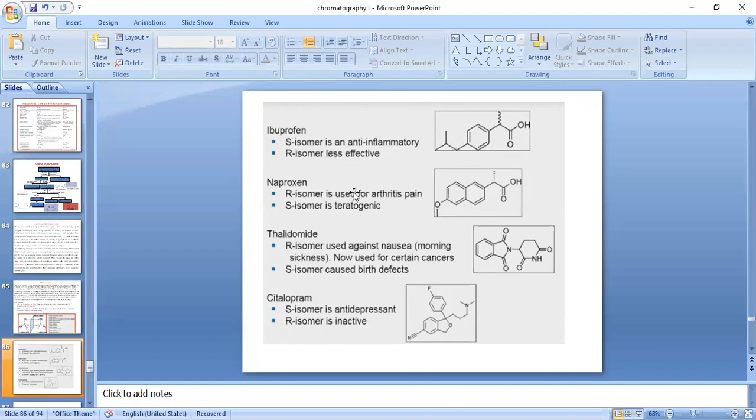So most of the drug companies now are synthesizing drugs in enantiomerically pure forms, so that they are sure only one isomer is administered to the body and it will not have adverse effects on the system.